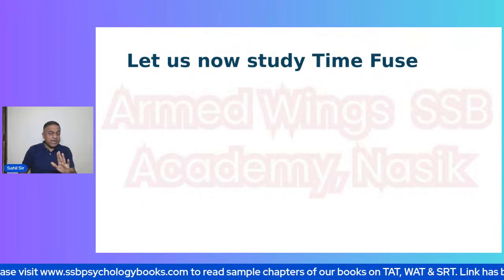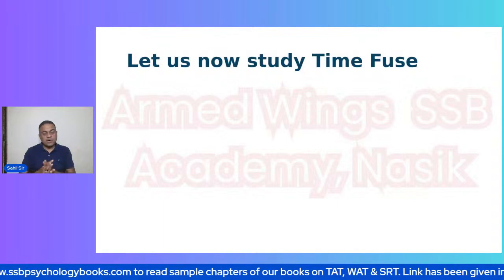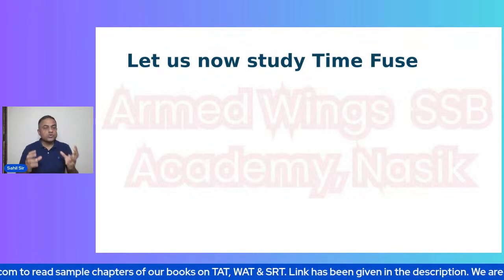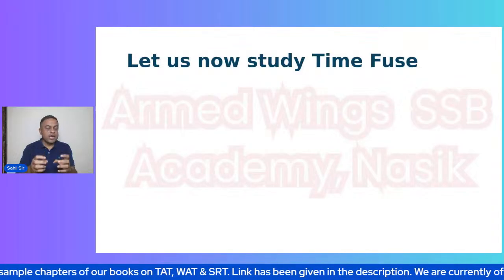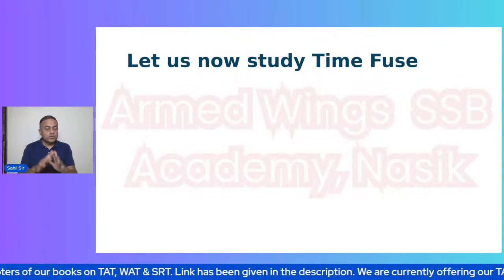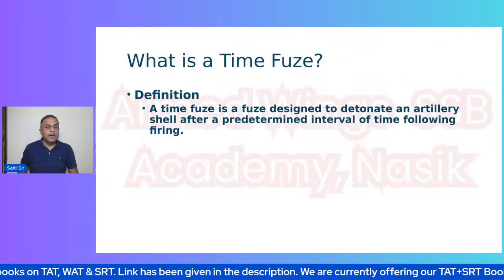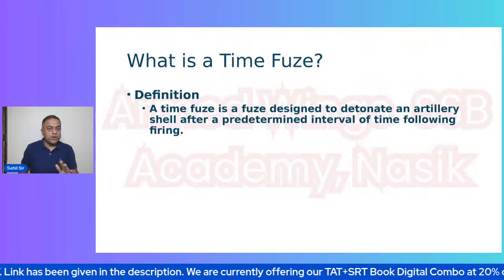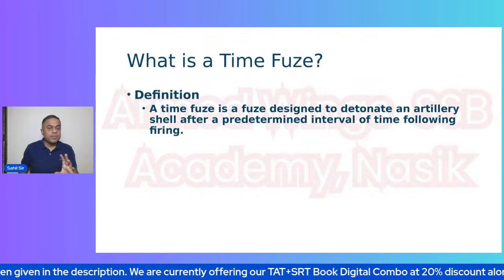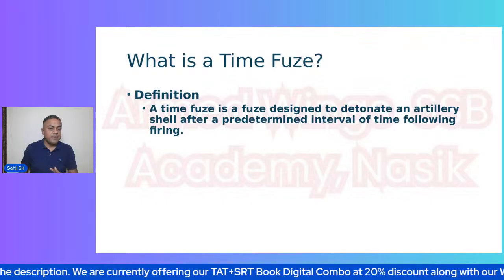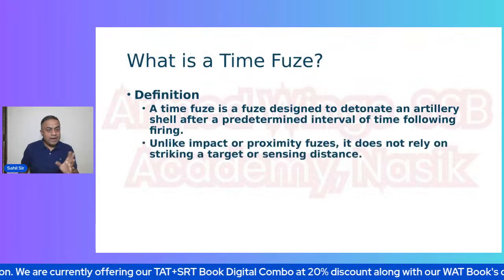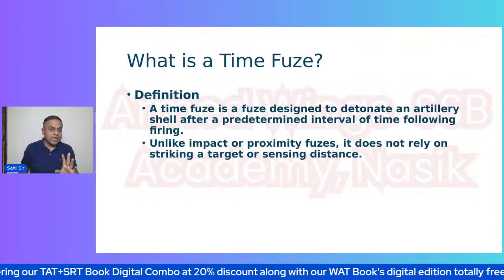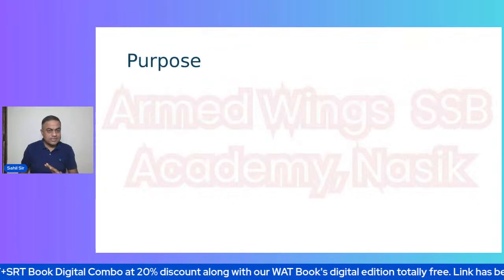Let us now study time fuse. Now, as I said earlier, for instance, if you fire an illumination round, it is supposed to explode after a certain time after being fired. So how does that work? All right. Definition. A time fuse is a fuse designed to detonate an artillery shell after a predetermined interval of time following firing. Unlike impact or proximity fuses, it does not rely on striking a target or sensing distance.